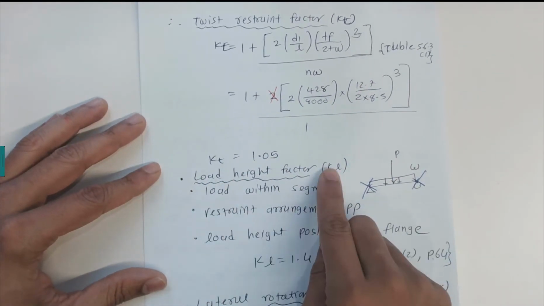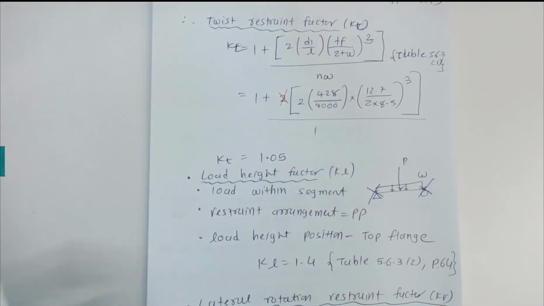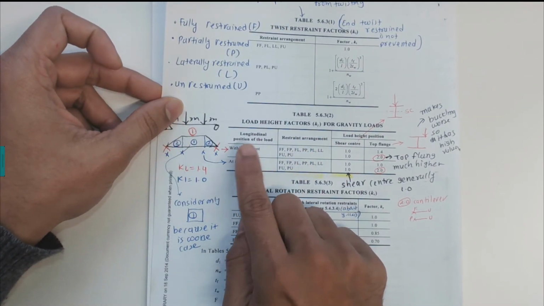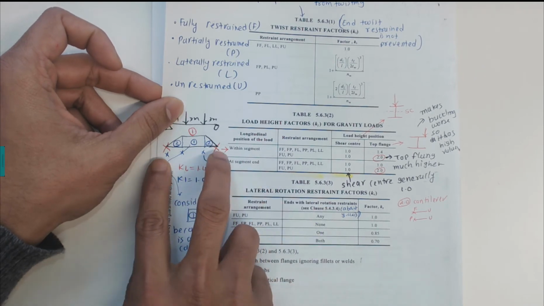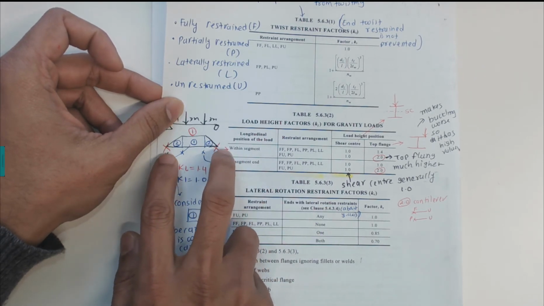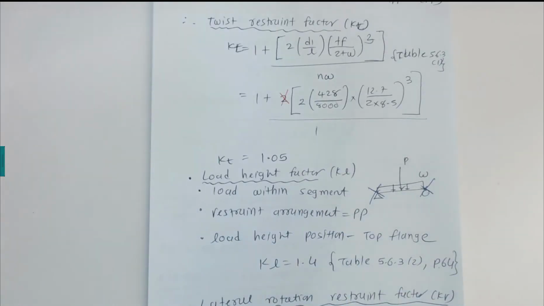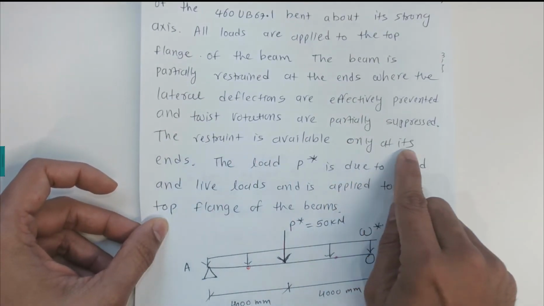Now the load height factor KL. A few details are needed to extract the KL value. We first need to know the longitudinal position of the load, whether it is within the segment or at the segment end. Since it is restrained at the supports only, it is within the segment. This is given in the question, which says restraints are available only at the support ends.